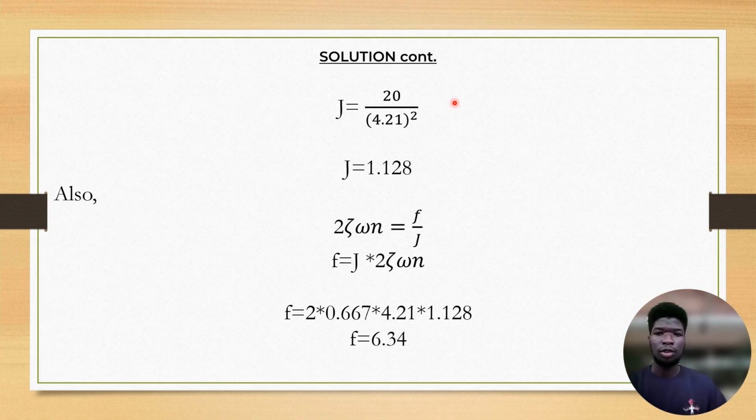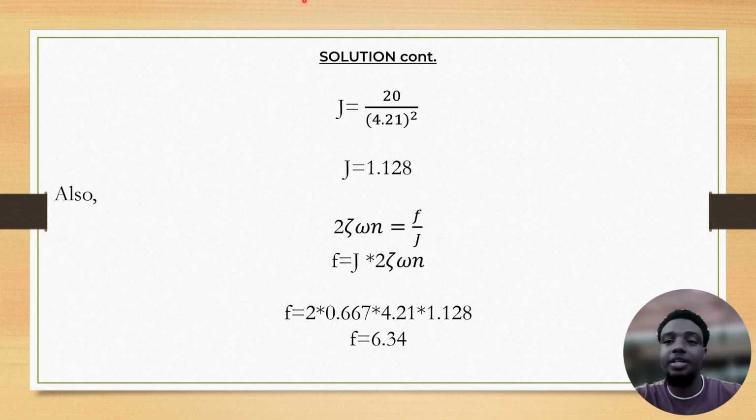To determine the moment of inertia J, we use the equation obtained from the coefficient comparison, which is omega n squared is equal to K, the stiffness constant, divided by the moment of inertia. Omega n, which is equal to 4.21, we square it. This gives us 17.72. We then input it into the equation, omega n squared is equal to K over J. After rearranging it, we get J is equal to K, the stiffness constant, divided by omega n squared. This leads us to the answer J is equal to 1.128. Therefore, the moment of inertia is equal to 1.128. Thank you.